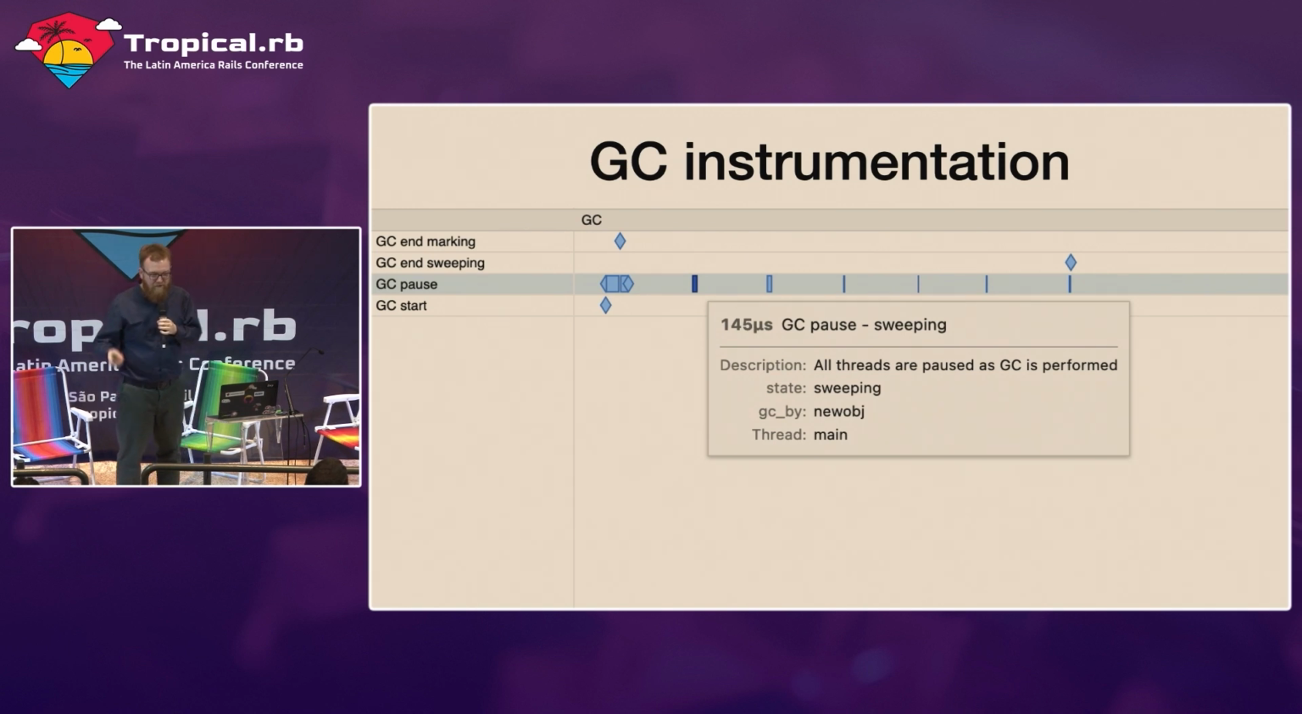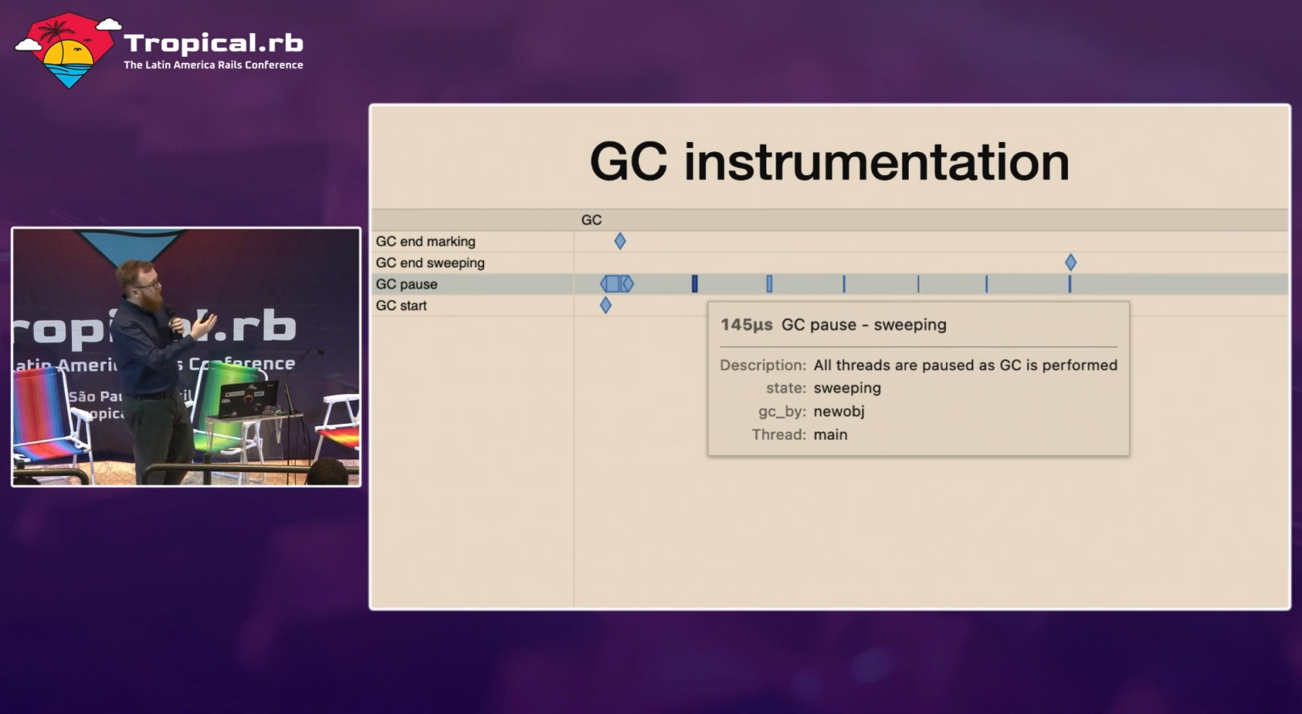A couple more features Vernier has I'm just going to skim over. We have GC instrumentation. So just like the GVL, the garbage collector is something that I think people fear from the Ruby VM. But with Vernier, you can just see when it's paused and determine whether it's really something you need to worry about in your request.